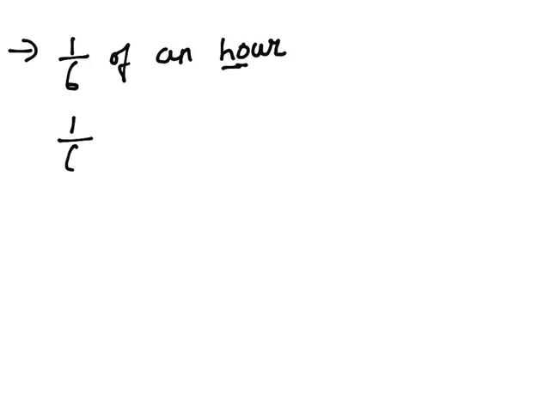Next we have to find 1 by 6 of an hour. Here we know how many minutes are in an hour: 60 minutes. So we can write it like 1 by 6 times 60. Here it will be 10. It will give us 10 minutes.